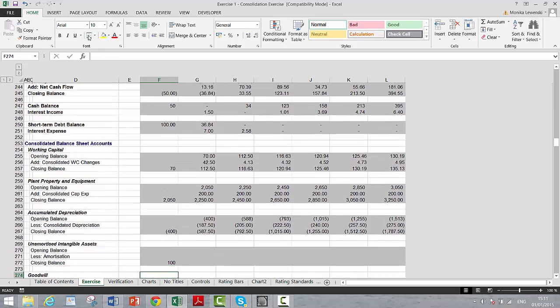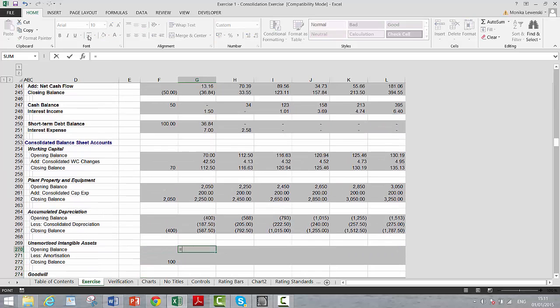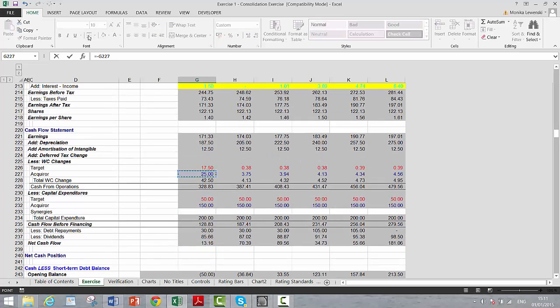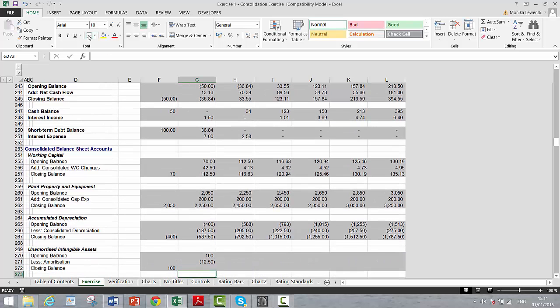Okay, and then we make our opening balance equal our closing balance, but this time we'll put a minus and get the amortization. Okay, I shouldn't have done that. Alt equal, and then Shift Control.